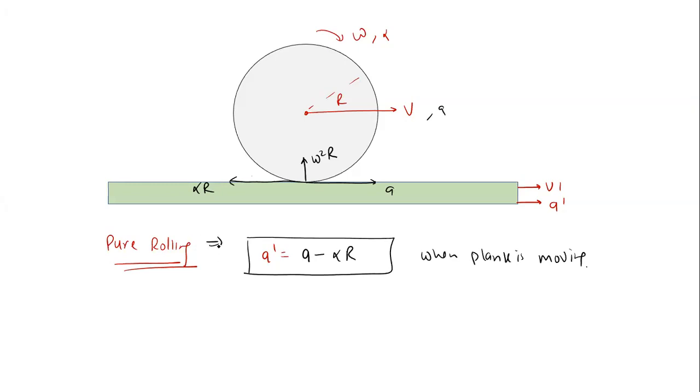Then for the pure rolling condition, the acceleration of a dash must be equal to a minus alpha. Okay, fine. Tangential acceleration is caused by the friction. Is it right? Yes, friction is providing the torque to rotate the body. So if it is providing the torque, it will provide the tangential acceleration also.